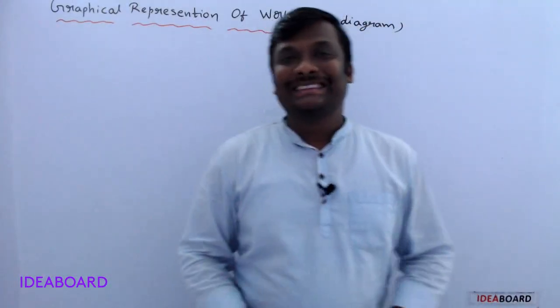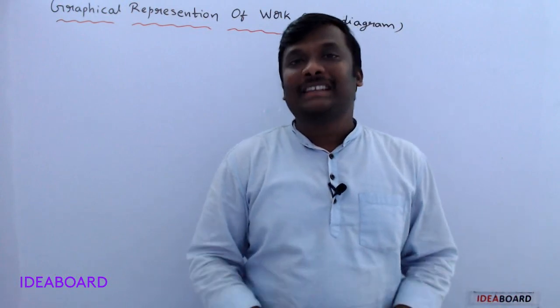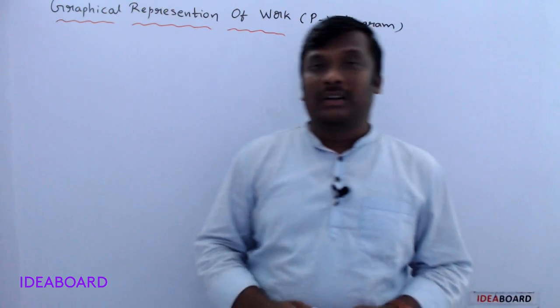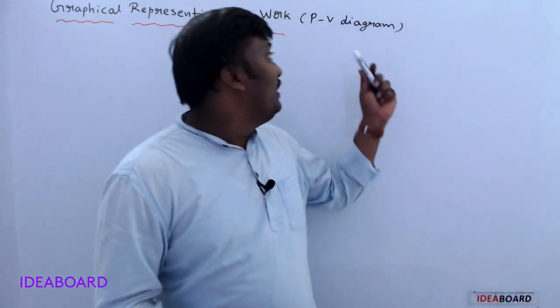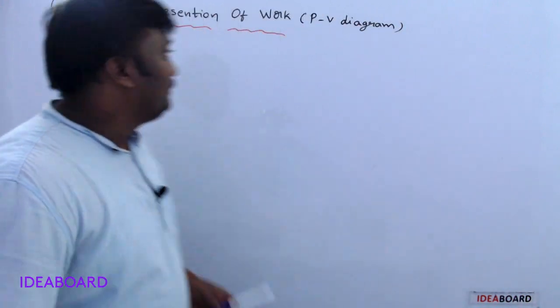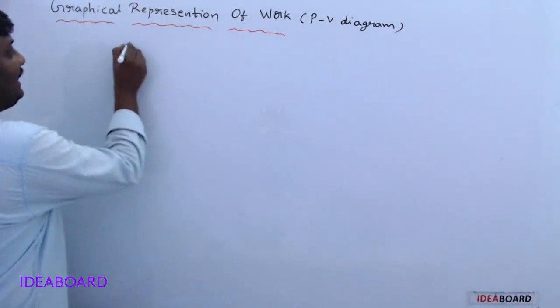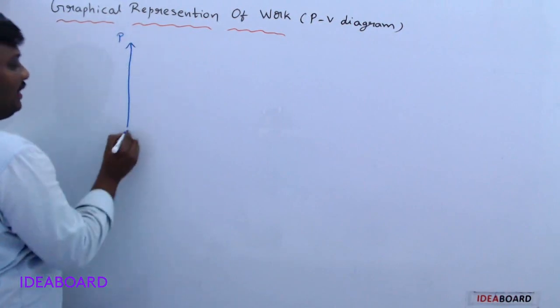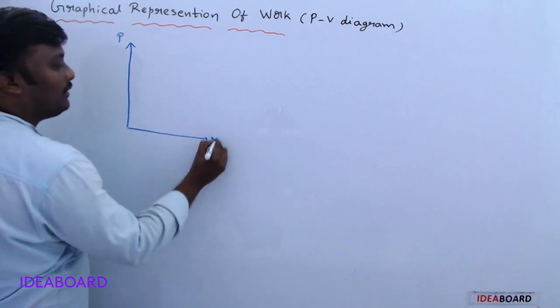Hello students, in today's section we discuss the graphical representation of work. It is also called the PV diagram. Work can be found by taking the pressure along the y-axis and volume along the x-axis.